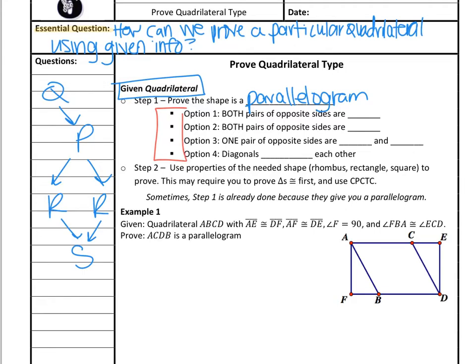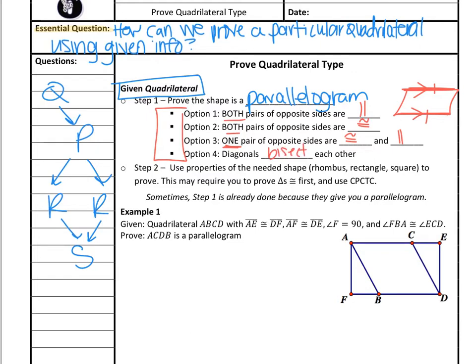Typically the first three are your major ones, but the fourth one also comes up too. So first you want to show that both pairs of opposite sides are parallel. Show that both pairs of opposite sides are congruent. Or you could also show that only one pair of opposite sides is both congruent and parallel. So for that to happen, that would be like looking at this side and this side, both congruent and parallel makes it a parallelogram. Or the diagonals bisect each other.